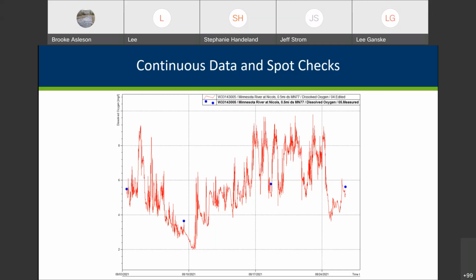So here you can see the dissolved oxygen concentration in milligrams per liter is the red line, and it's fluctuating by day. You get a diurnal DO flux. It's fluctuating due to temperature of the water, due to the flow rate or the velocity of the water coming down the river. And then the blue dots are our spot checks, and that's where we went and deployed that secondary sonde to check to see if they matched.